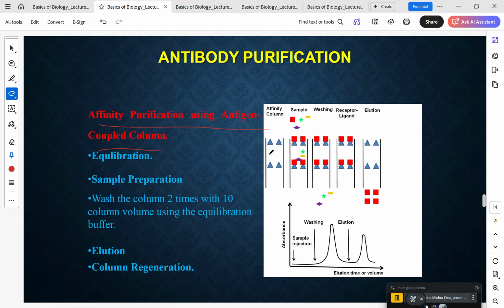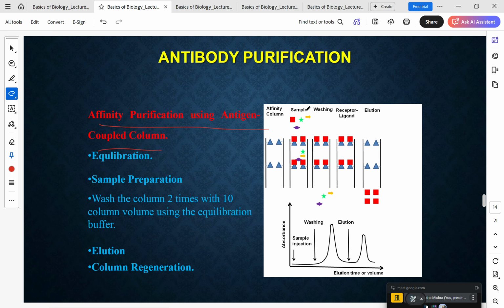You equilibrate the column so that all of the buffers and everything is proper. Then you wash the column twice with the equilibration buffer. Then you apply your sample to the column. You let it pass. So your sample will have multiple antibodies, multiple proteins actually, and the antibody against the specific antigen will get bound to the antigen.